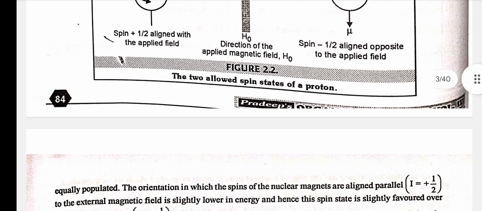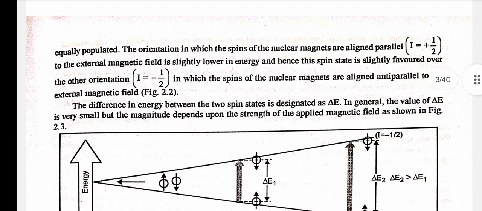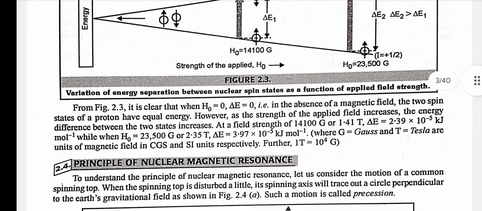not equally populated. The orientation in which the spins of the nuclear magnets are aligned parallel to the external magnetic field is slightly lower in energy, and hence this spin state is slightly favored over the other orientation in which the spins of the nuclear magnets are aligned anti-parallel to the external magnetic field. The difference in energy between the two spin states is designated as delta E. In general, the value of delta E is very small, but the magnitude depends upon the strength of the applied magnetic field as shown in figure 2.3.